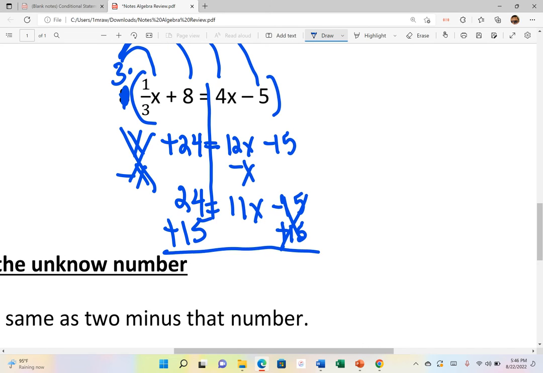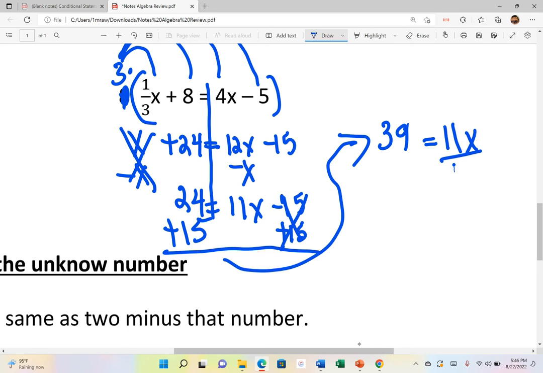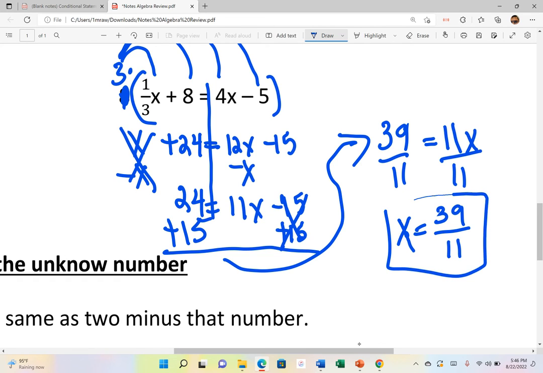That's going to leave me, and I'm going to bring this over here to have some more space, 39, right? I believe 24 plus 15 is 39, is equal to 11x. Divide both sides by 11, and I'm going to get x equals 39 over 11. And that's a-okay, I'm okay to have fractions. If you need to, always go back and substitute to see if you get the correct answer.